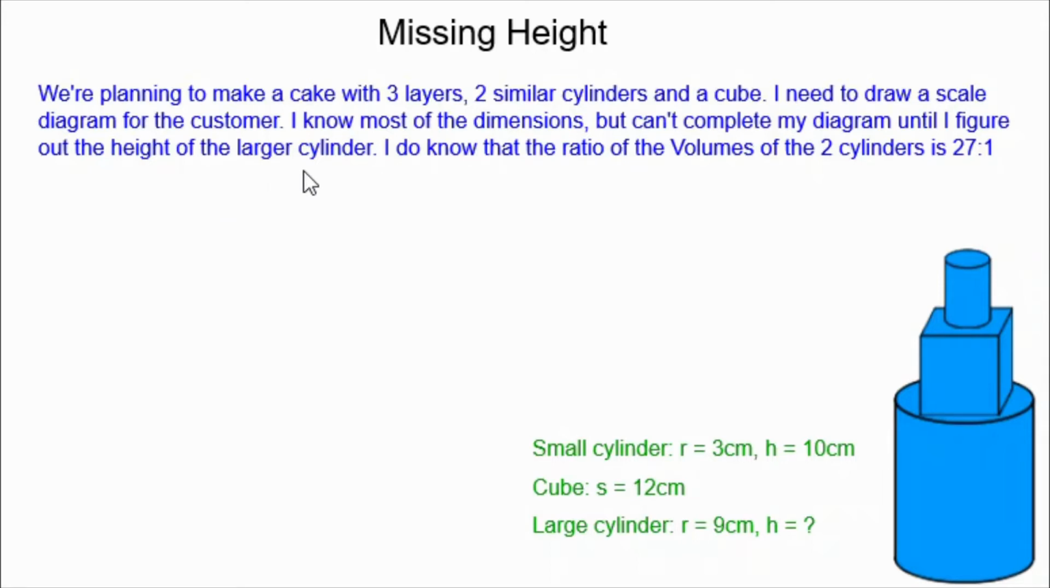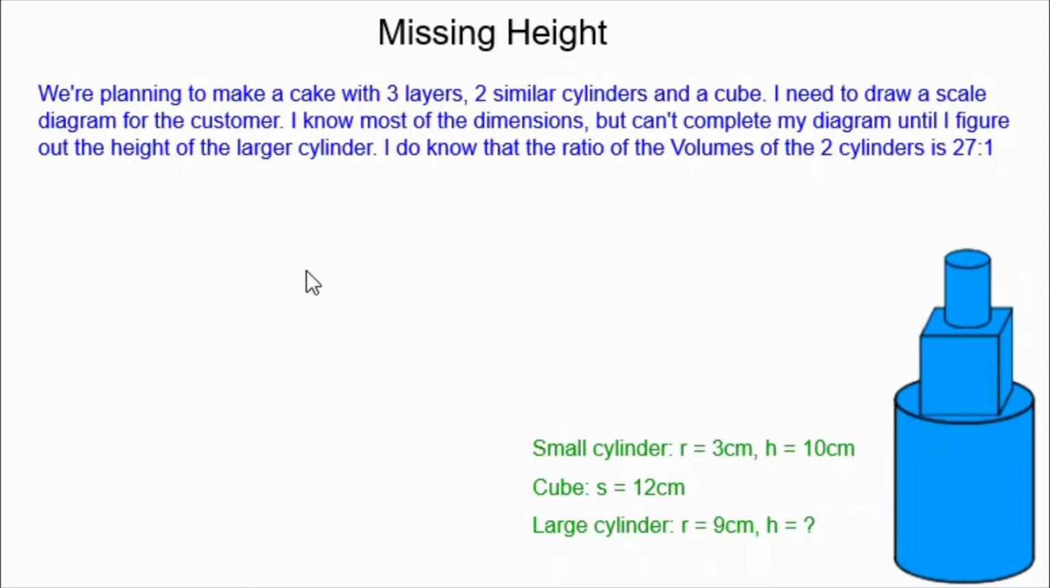We're planning to make a cake with 3 layers, 2 of which are similar cylinders and the third of which is a cube. We have a diagram of the cake over here. I need to draw a scale diagram for the customer, and I know most of the dimensions, which are given here in green. But I can't complete my diagram until I figure out the height of the larger cylinder, which is not given. I do know that the ratio of the volumes of the 2 cylinders is 27:1.